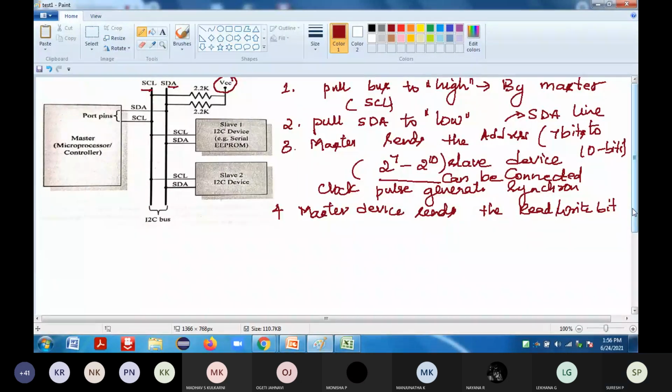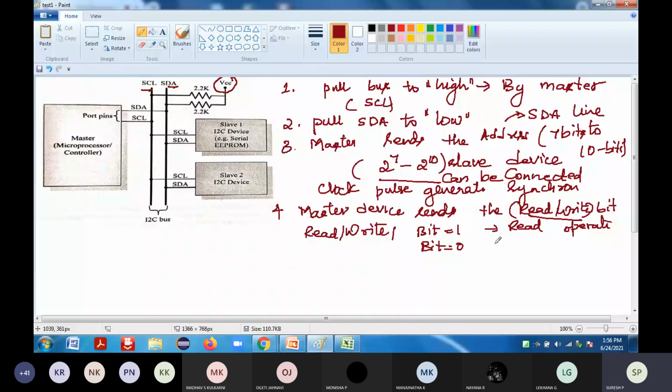Now, whenever the master sends the read or write bit, it indicates what operation I am going to perform, whether I am going to perform the read operation or the write operation. If the read/write bit is 1, it is going to perform a read operation. If the bit is 0, it is going to perform the write operation.